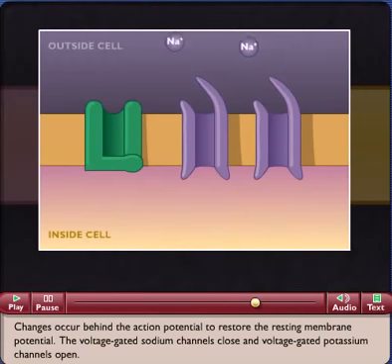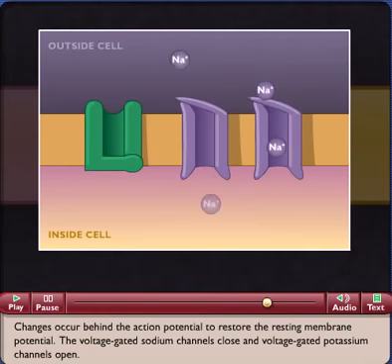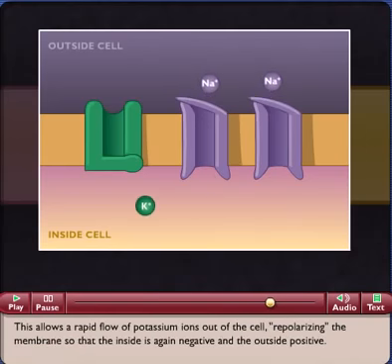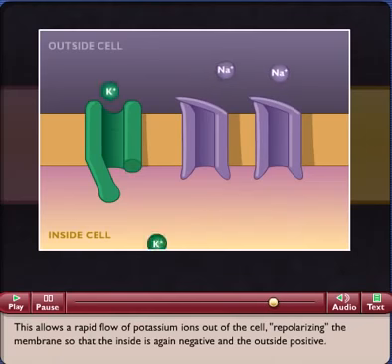This moving depolarization is called an action potential. Changes occur behind the action potential to restore the resting membrane potential. The voltage-gated sodium channels close and voltage-gated potassium channels open. This allows a rapid flow of potassium ions out of the cell, repolarizing the membrane so that the inside is again negative and the outside positive.